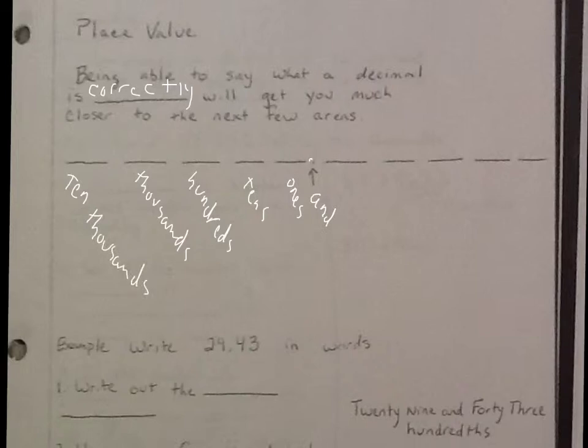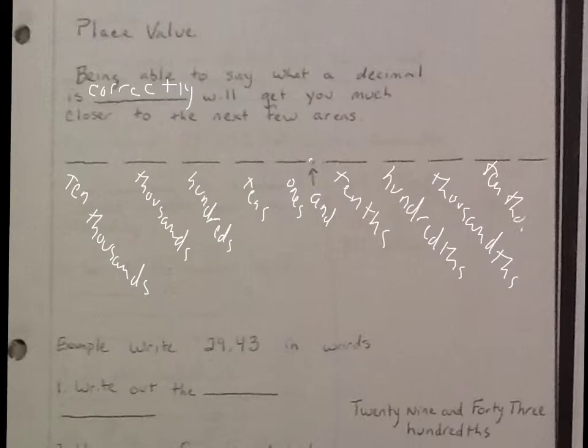Okay. And then to the right of the decimal, you have the tenths with the "th" on the end. You have the hundredths. You have the thousandths. You have the 10,000ths. And we'll stop at that one. After that would be the 100,000ths if you want to fill that in.